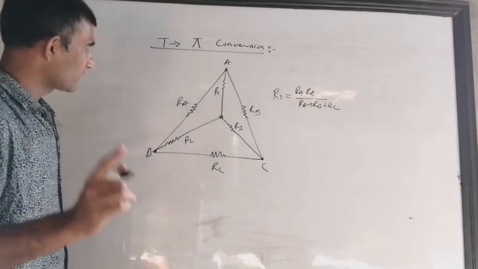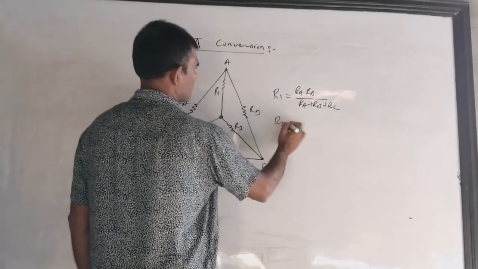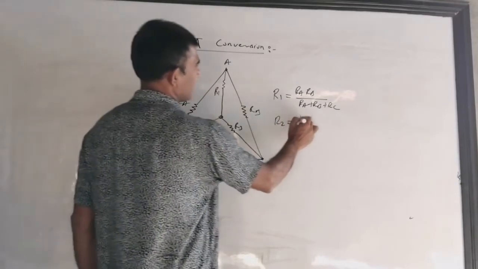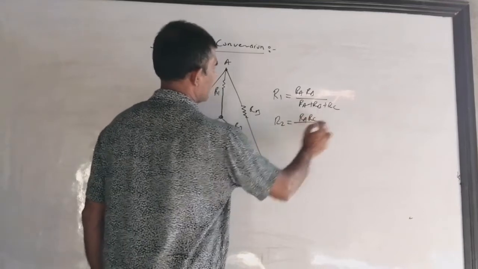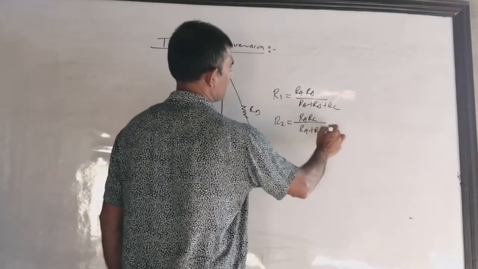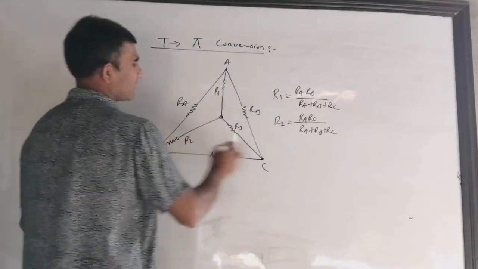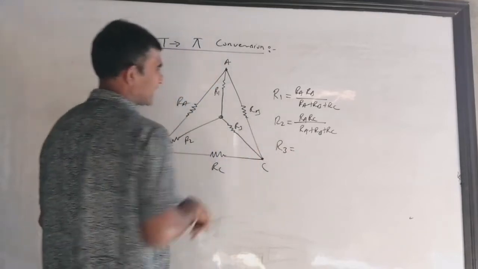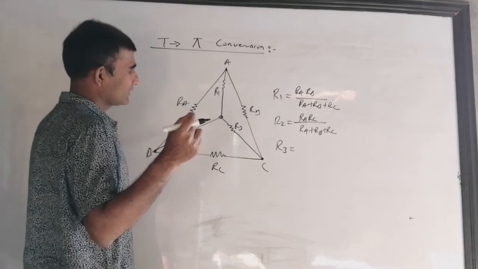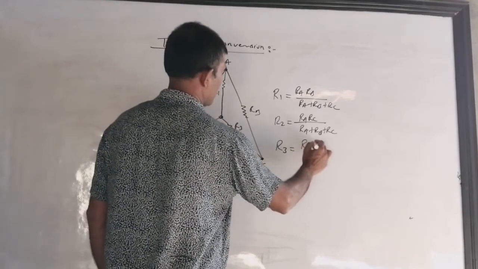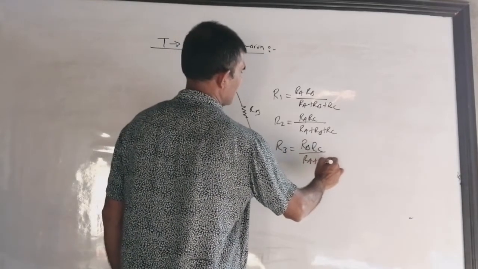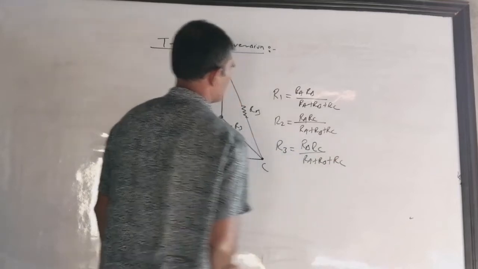If you are not getting it, then let's see another. R2. What are connected with R2? RA and RC. So you will write here RA, RC, again divided by all of them, so RA plus RB plus RC. And the next, third one you can do. Tell me now, I am writing. Try fast. Tell me what should I write? Yes? Okay, RB, RC divided by all three, that's RA plus RB plus RC.